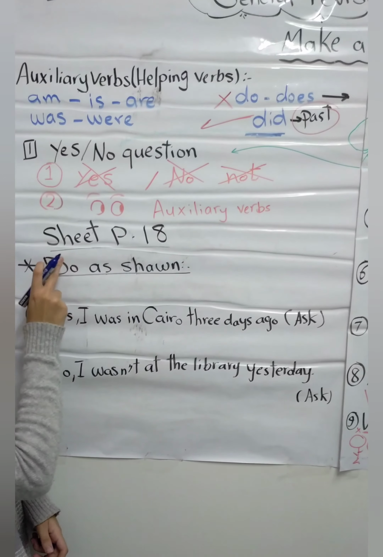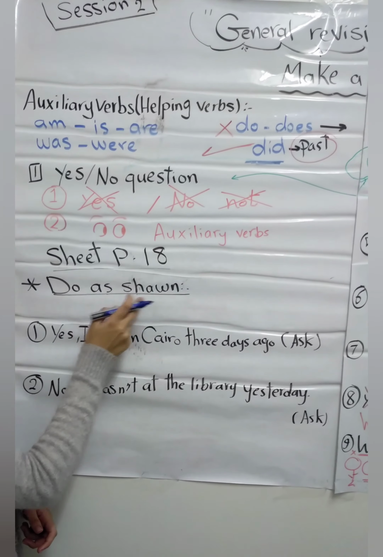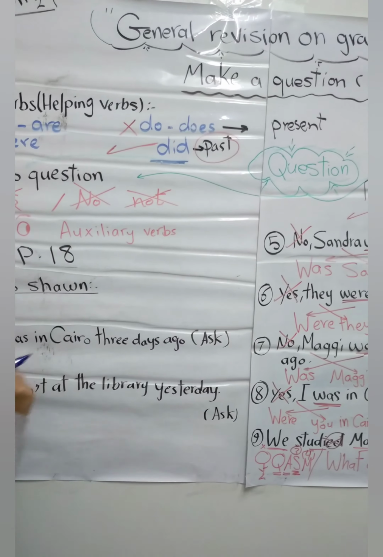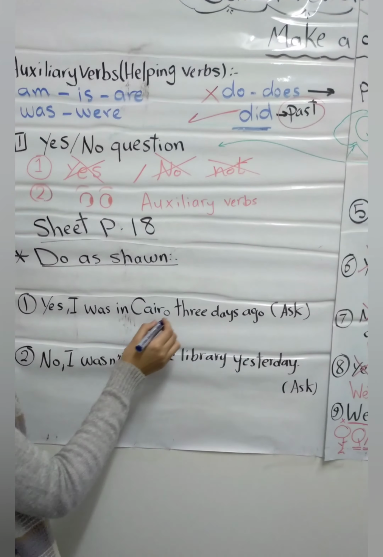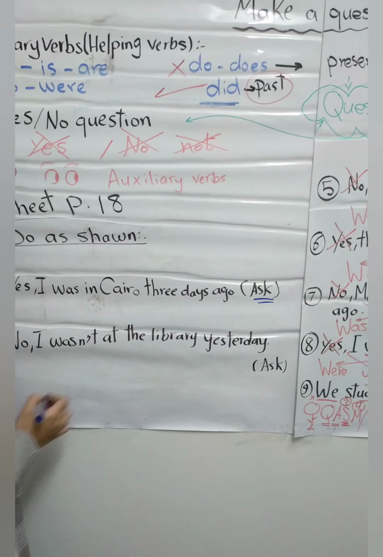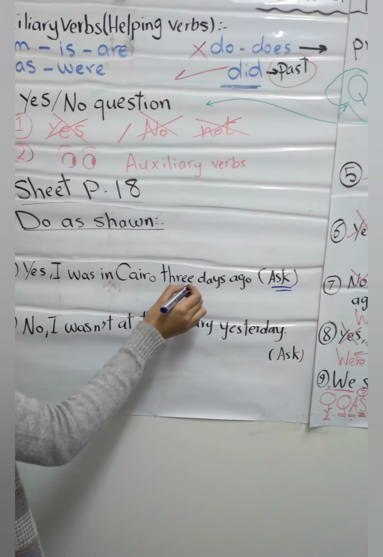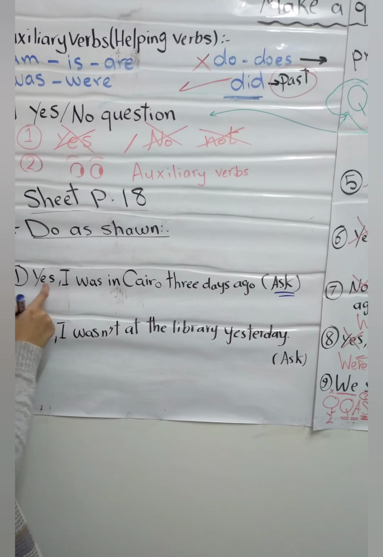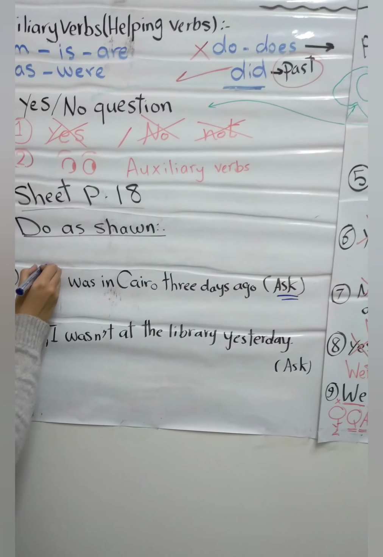Okay, we are on page number 18 in the revision sheet. Do as shown. Do as shown. He asks me to do what between two brackets. Here, yes, I was in Cairo 3 days ago. He asks me to make a question. Ask. So this is do as shown. Number 1, yes, I was in Cairo 3 days ago. Here he wants me to ask. So we have here yes or no question. So we follow 2 steps.